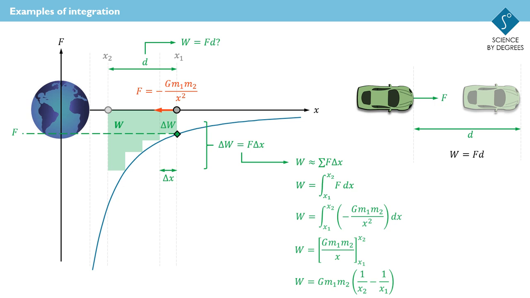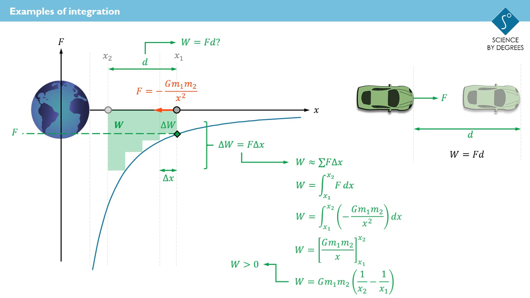Now because x2 is smaller than x1, the work done is greater than 0, which is what we'd expect because the force F is doing work on the object which increases its energy, in this case kinetic energy, and makes it go faster, which is what we know happens as things fall towards the Earth.